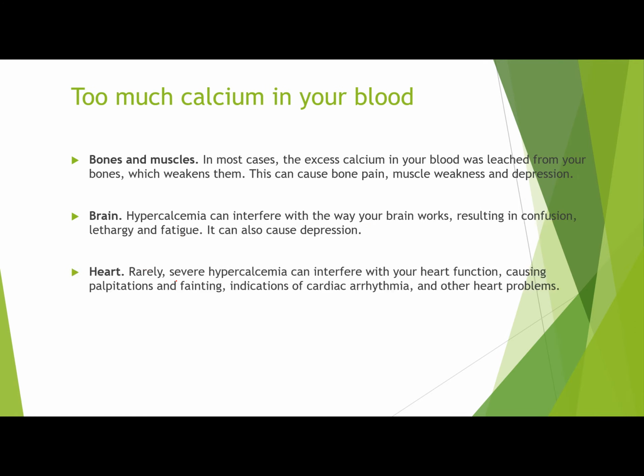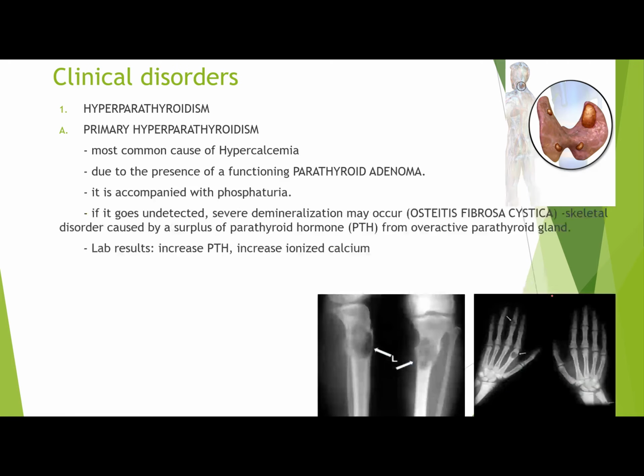Bones and muscles, class, in most cases, excess calcium in your blood was leached from your bones, weakening them. This can cause bone pain, muscle weakness, and even depression. For the brain, class, too much calcium naman can interfere with your brain, resulting in confusion, lethargy, and fatigue, causing also depression. Heart, class, this would occur rarely but too much calcium can interfere with the function, causing palpitation and fainting. There could also be cardiac arrhythmia and other heart problems.